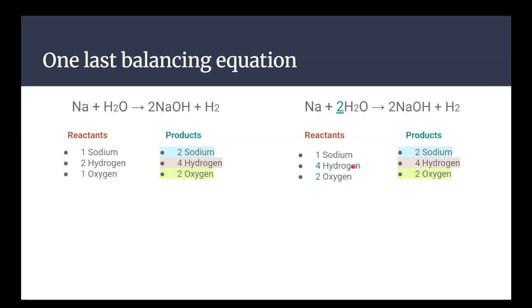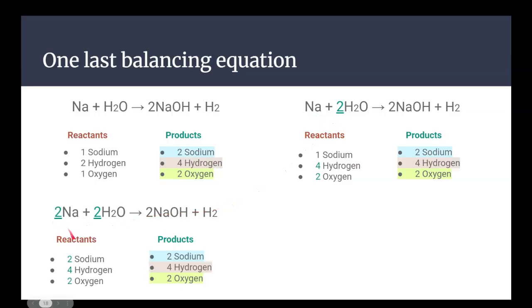So now we have 4 hydrogen on our reactants and 2 oxygen on our reactants, which adds up, it equals our product side, but we're still missing those 2 sodiums. So now we add our 2 to our sodium, and now we have an equal amount on both sides, and it is now a balanced equation.